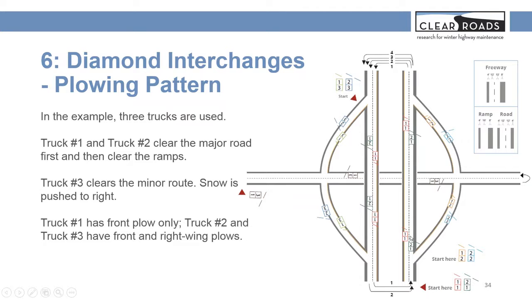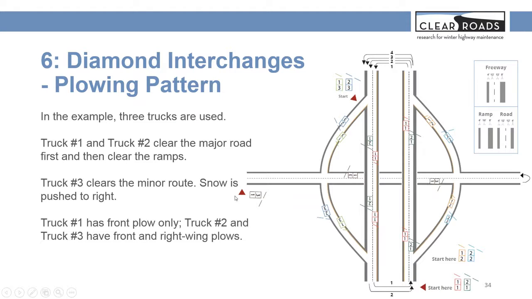So truck 1 and truck 2 keep in formation and clear the major roads. Go across and then turn around in the other direction to clear both lanes and also the shoulder. So they finish the major road. And then they turn around to clear the off-ramp, still keeping in formation, and cross the minor road to clear the on-ramp, and turn around to clear the off-ramp again, and cross the minor road, clear the on-ramp. So that's truck 1 and 2.